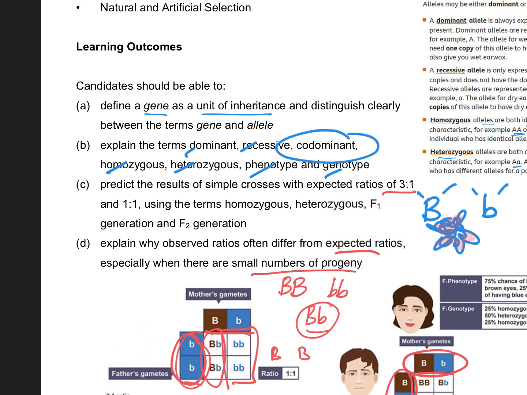So far, we've covered the terms dominant, recessive, homozygous, heterozygous, phenotype, and genotype. Now, for codominance, we are looking at both traits or both alleles expressing both traits.